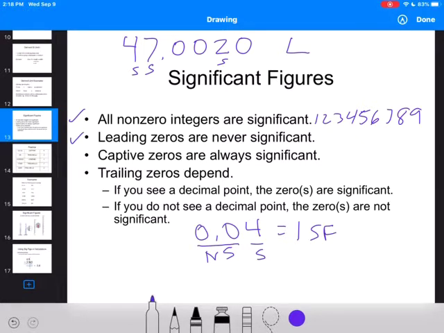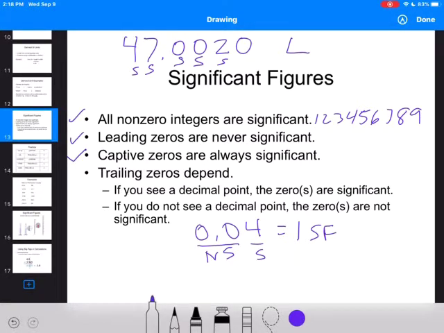If I have zeros in the middle of a measurement, we'll call those captive. As you can see here, the 7 is significant, and the 2 is significant in the value up above. And the zeros in between, I like to think that they're being held captive. So as such, they're sandwiched in between. They are both considered to be significant. So that is captive zeros or zeros in the middle.